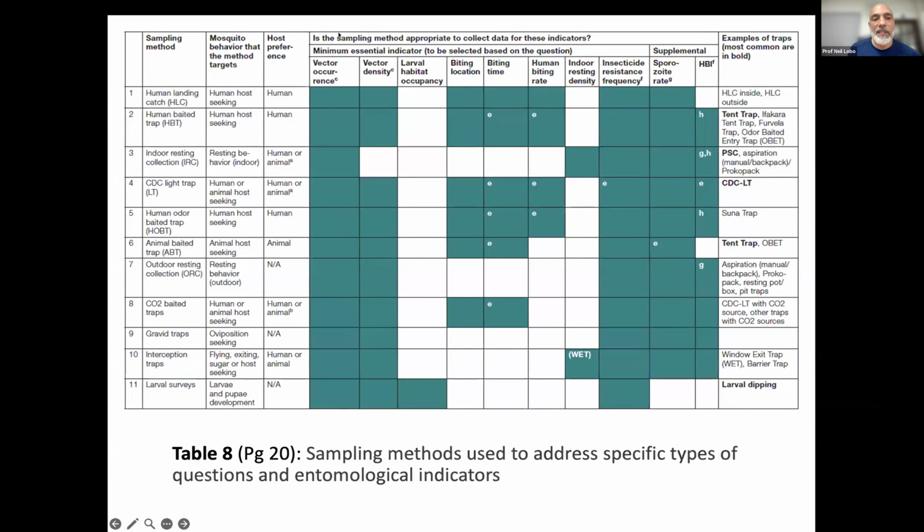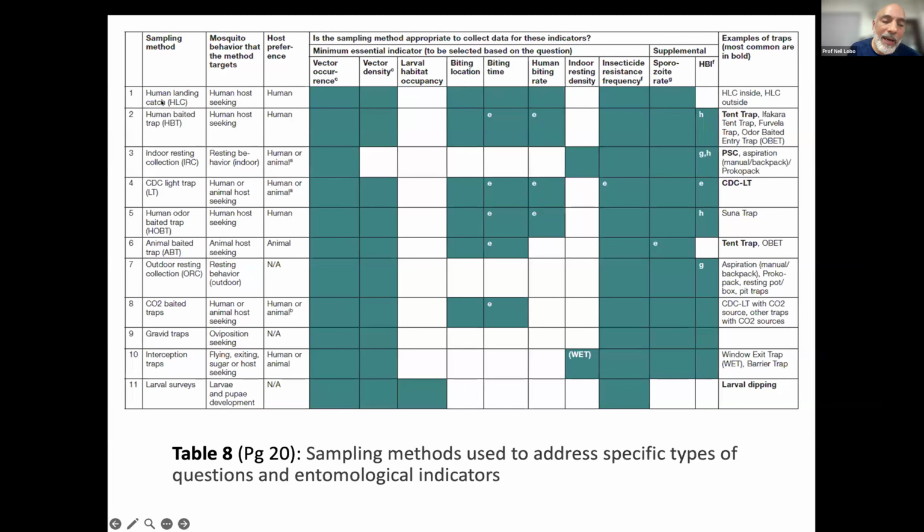And then here's a question: is this sampling method appropriate to collect data for these indicators? If it's dark green, it means yes. So for example, your human landing catch will not tell you what the larval habitat occupancy is, obviously, right? Your human landing catch will not tell you your indoor resting density.